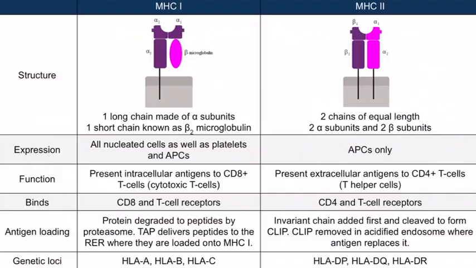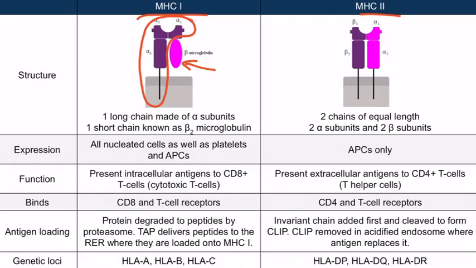Here is the summary chart of major differences between MHC1 and MHC2 molecules. We'll use this chart as an overview throughout the lecture. Let's walk through these points together now. First, there are differences in structure. MHC1 is made of one long chain, shown in dark purple on the left right here, and one short chain, shown in bright pink right here. The long chain is composed entirely of alpha subunits, called alpha 1, 2, and 3. The short chain is composed of a single beta subunit, called beta 2 microglobulin.